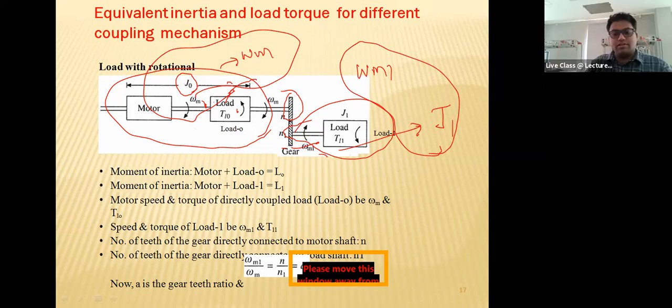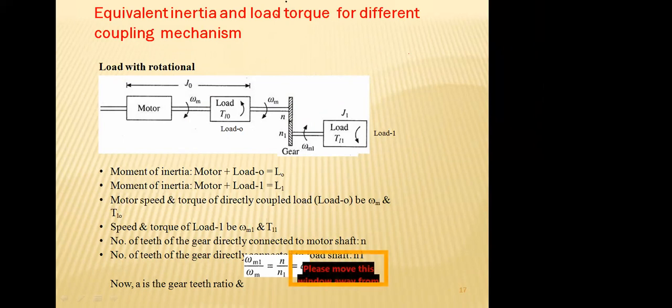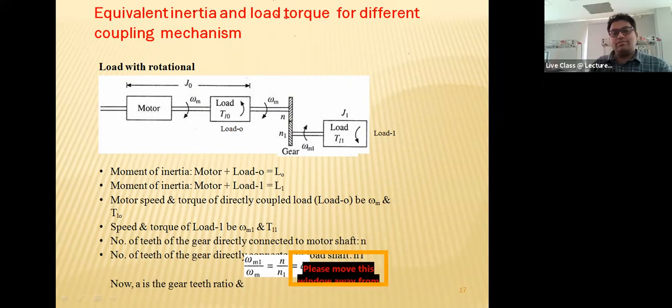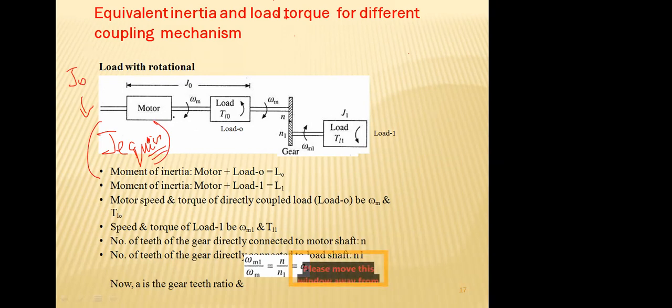So why is J0 required? Just try to find it out. If you are trying to drive a big load with a very small moment of inertia, the load will tend to drive the motor itself. Why are we trying to match J naught with the load side, to have a motor with an equivalent J? Basic common sense. Why are we trying to calculate this? What is the reason? Because if the load side is more, then the motor will not rotate.